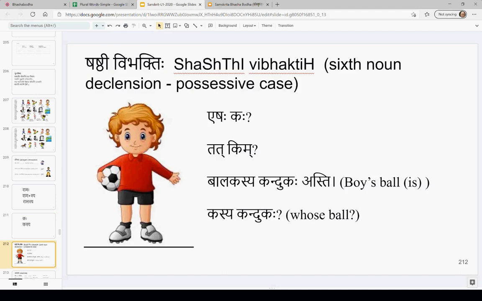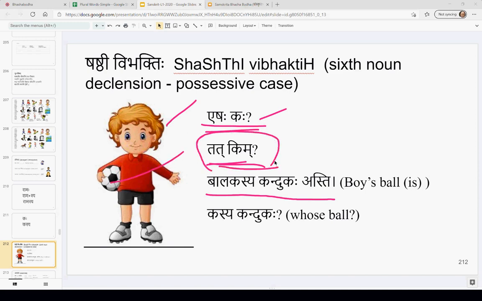So some examples are given here on the slides. Yashah kaha, tat kim. These are the questions we have already studied before. Yashah kaha, tat kim. Answer here is balakasya kandukah asti. You have to give the answer here. Yashah kaha, yashah balakah. Tat kim saha kandukah.